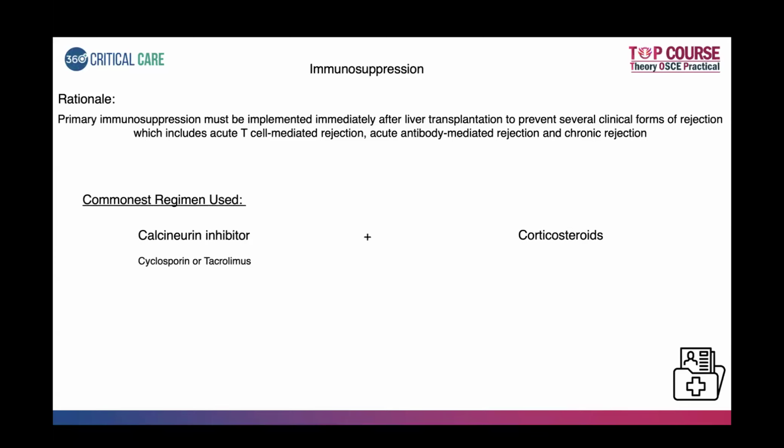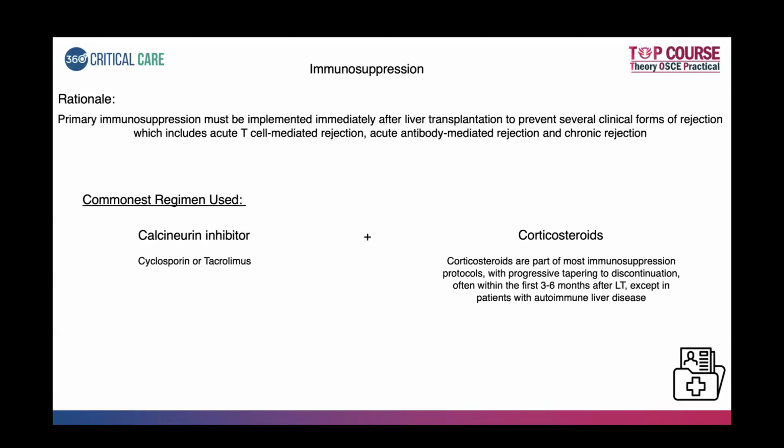With regard to liver transplant, there are only 2 things you need to really keep in mind. The commonest regimen used is a calcineurin inhibitor; in most centers, they go with tacrolimus. And the second is corticosteroids. It's as simple as that. If they ask you about immunosuppression, you go with the CNI and corticosteroids. These are the main drugs used in liver transplant recipients.